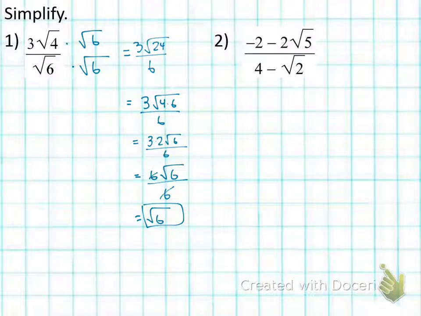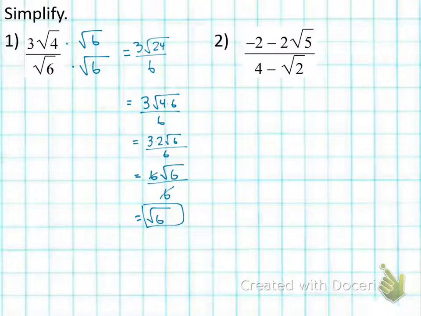Okay? That's number 1. That's a lot of extra work, right? Some things you could skip steps in, okay? I showed you like the stepping stones of this one. For the sake of time, I'm sorry we don't have more because we had that good discussion. Number 2. We have negative 2 minus 2 rad 5 over 4 minus rad 2.